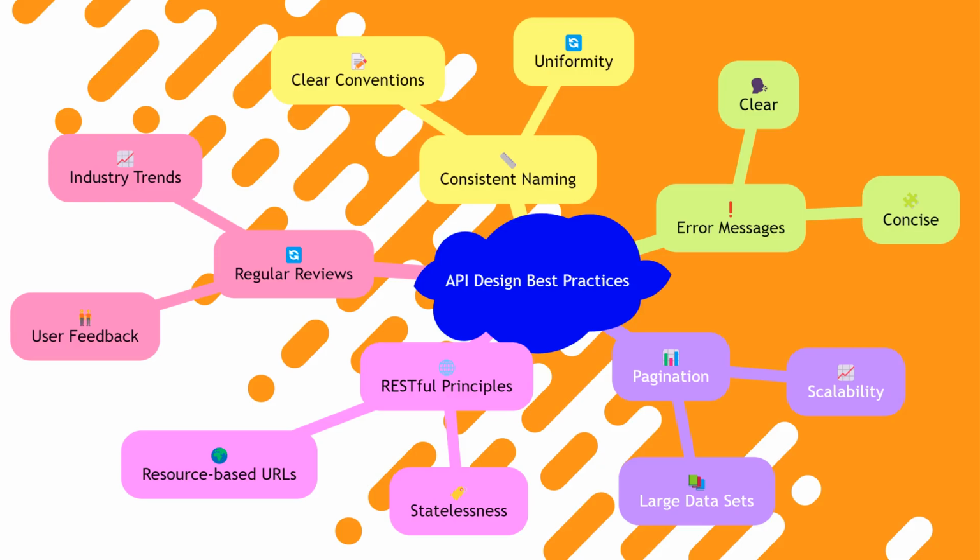Designing APIs with best practices in mind ensures that they are easy to use, maintain, and scale. Some key best practices include using consistent naming conventions, providing clear and concise error messages, and implementing pagination for large datasets. Additionally, consider using RESTful principles, such as statelessness and resource-based URLs, to create intuitive and scalable APIs. Regularly reviewing and updating your API design based on user feedback and industry trends is also important.